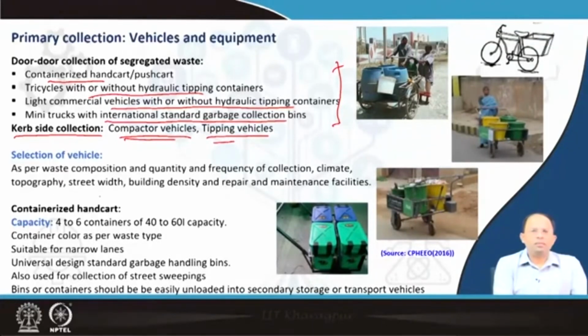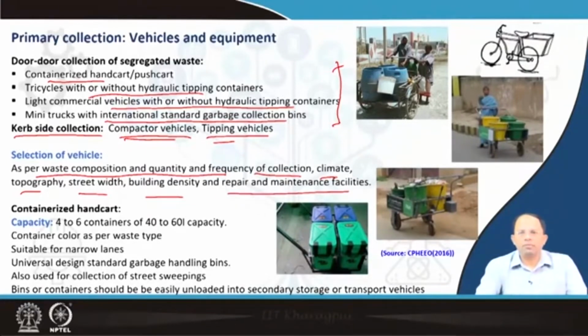Now, selection of vehicle, as we have discussed earlier, is as per waste composition and quantity, frequency of collection, climate of that area, topography of that area, street width, building density, and of course repair and maintenance facilities for those kinds of vehicles. If these repair and maintenance facilities are not there, then there is no point in buying that vehicle. Similarly, for the frequency of collection, we have to make a choice on how frequently we should collect, and the vehicle design should go hand in hand with that, right?